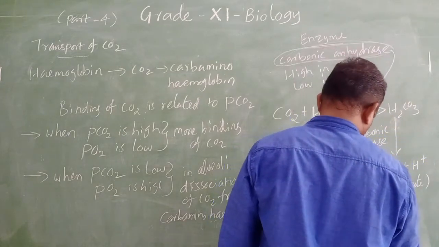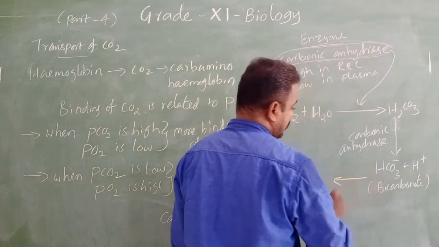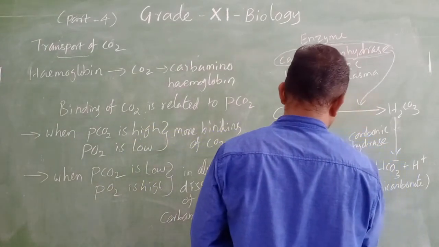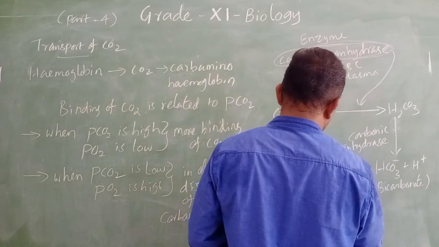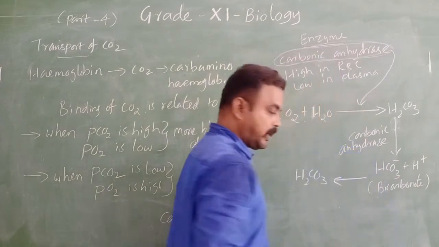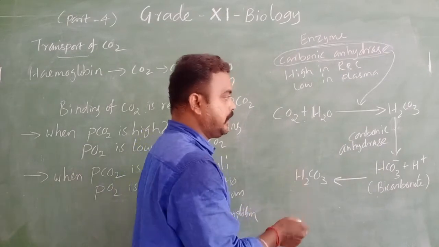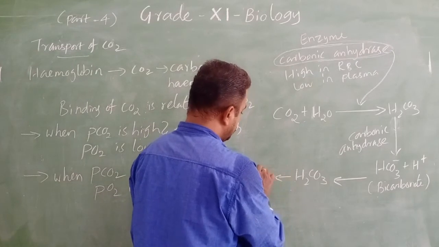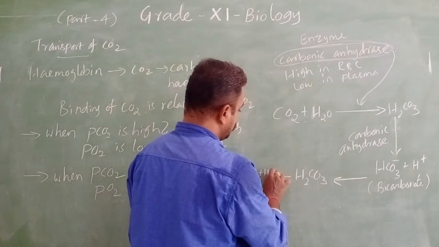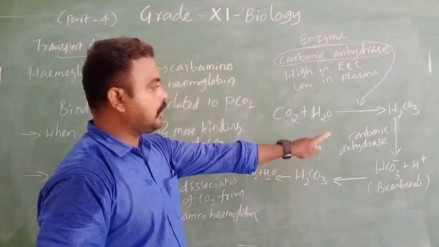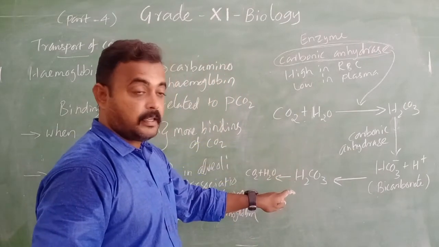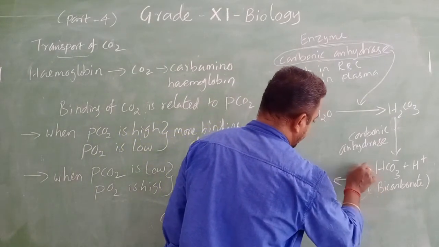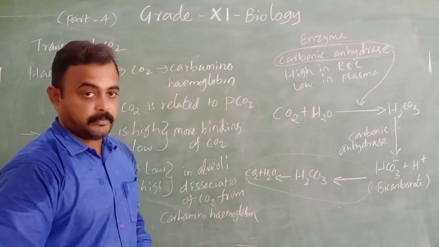Okay. Then what happens? The bicarbonate again changes into H2CO3, carbonic acid. It is also done by carbonic anhydrase. Then again it splits into carbon dioxide plus H2O, also done by carbonic anhydrase. This happens near the alveoli.